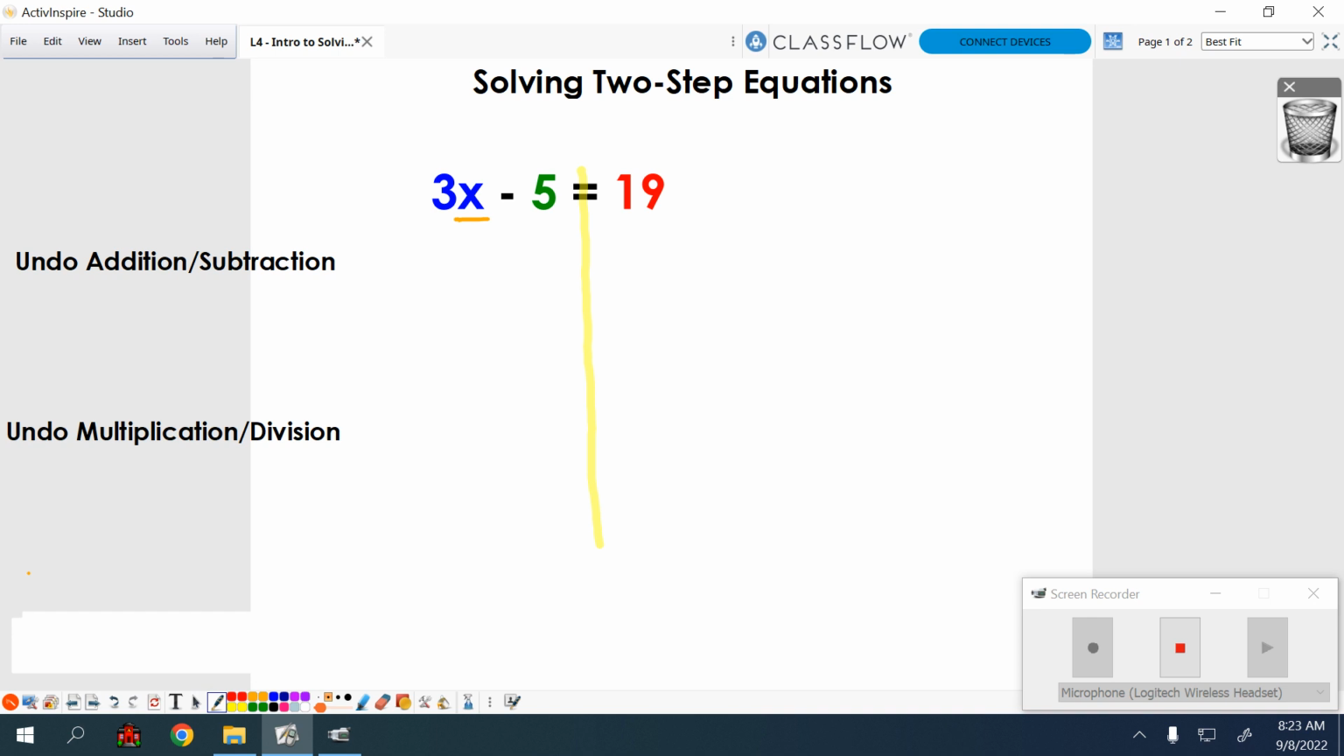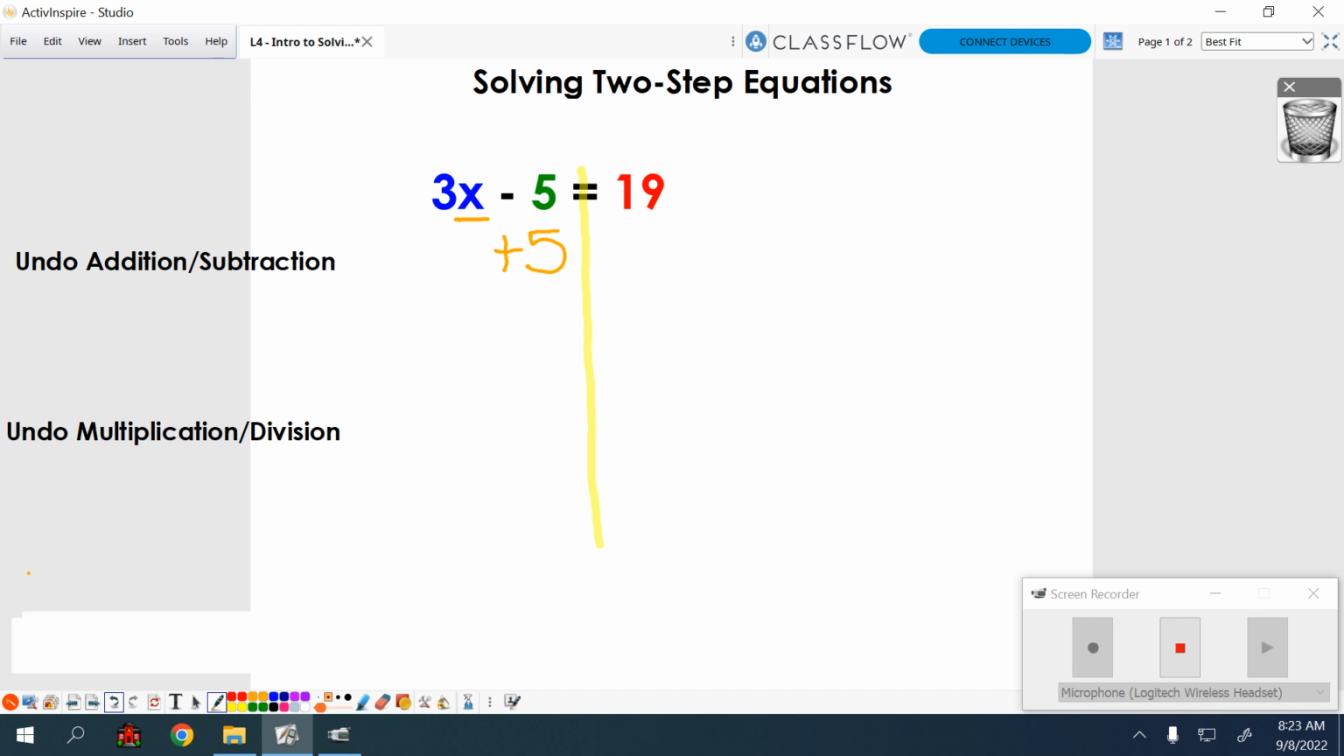So if I have 3x minus 5, I have to undo this minus 5, make it a 0. And that's how we're going to get rid of it and isolate that variable. So I want you to think about what's the opposite of subtraction. How do I undo subtraction? And the way I undo subtraction is by using addition.